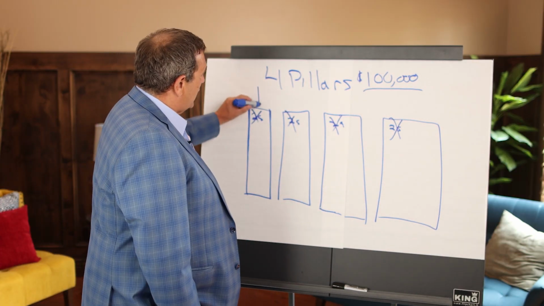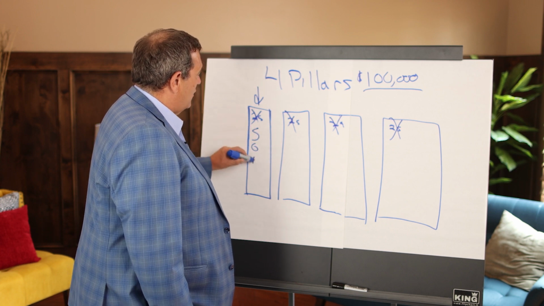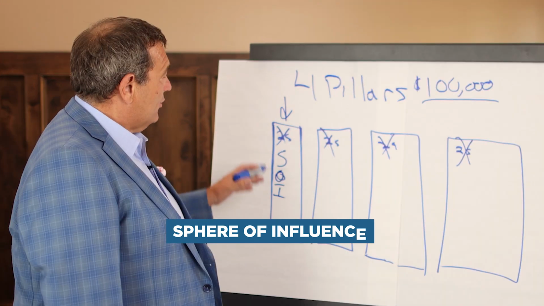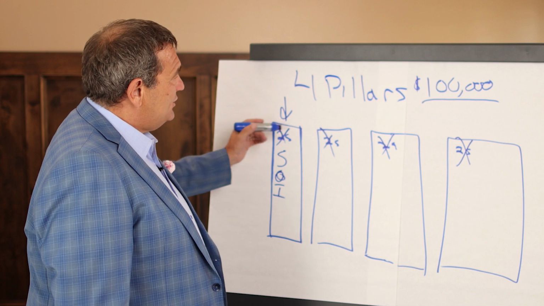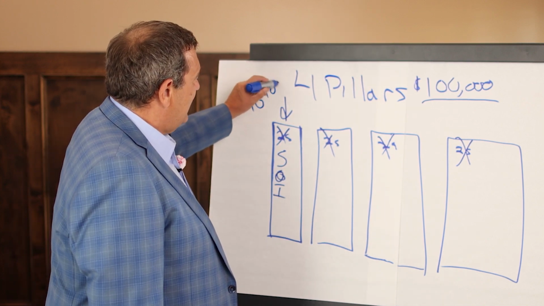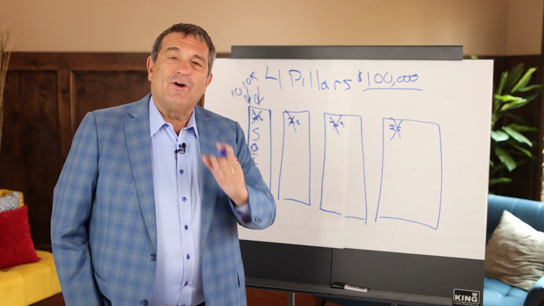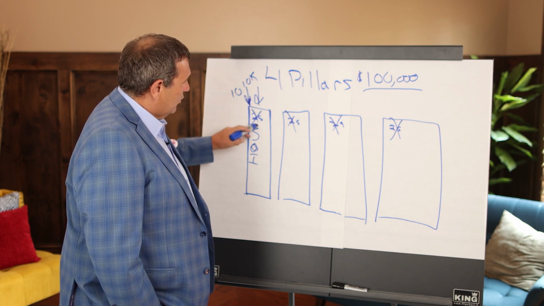If your target here is to make $100,000, I'm going to call this one SOI. That's your sphere of influence, your database, your social media, your relationships, the people you know, your top 50. When you build your plan to generate $100,000, it's only 10 transactions at 10K that'll get you to $100,000. So what is it that you're going to do that will guarantee that you hit $100,000 out of this pillar, working your sphere?